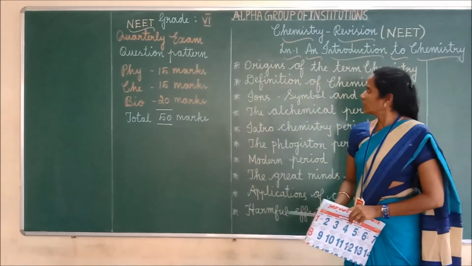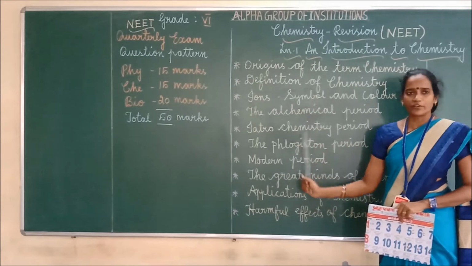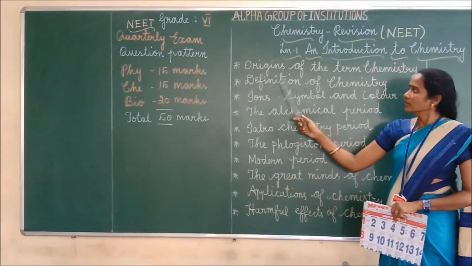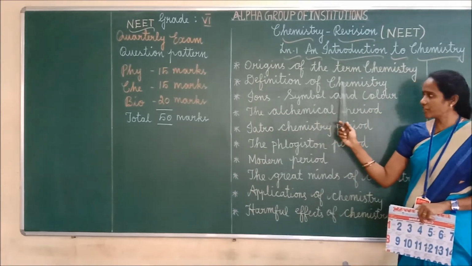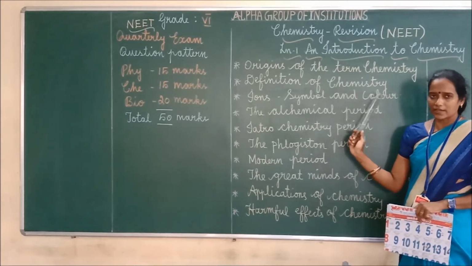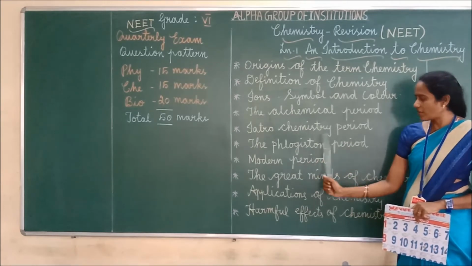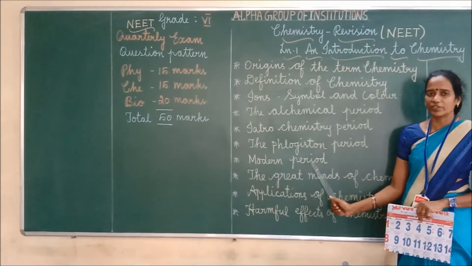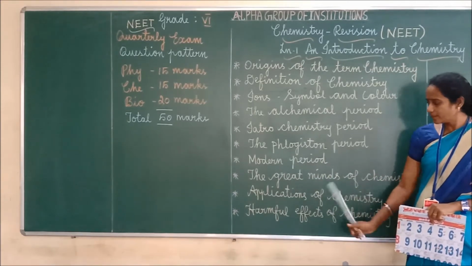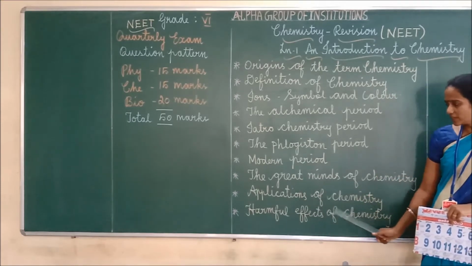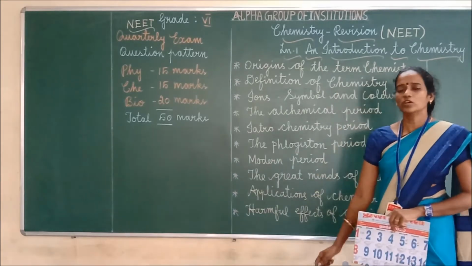So see some topics I have written here. These topics only we are going to cover for NEET. First one, origins of the term chemistry. Next one, definition of chemistry. Symbol and color. Next, alchemical period, hydrochemistry period, phlogiston period, modern period. That is brief history of chemistry. Followed by the great minds of chemistry. Next, applications of chemistry. Finally, harmful effects of chemistry. So these topics we are going to revise today.